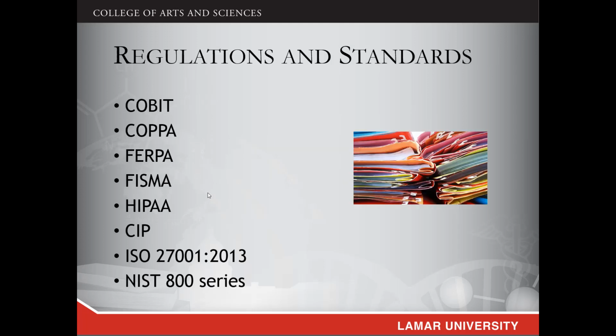Okay. Besides the standards, chapter 31 covers some regulations and standards. I listed some of them here. For example, COBIT is a voluntary framework for information management that attempts to codify industry best practice. COPPA is the Children's Online Privacy Protection Act.